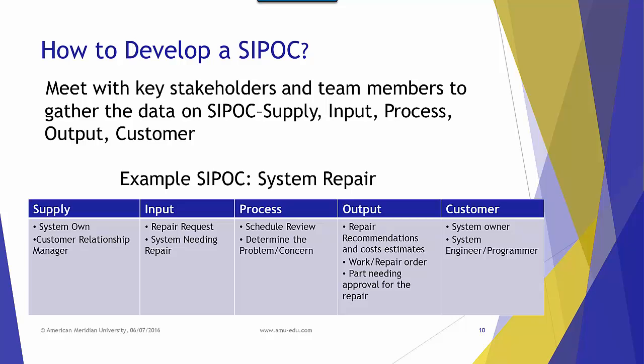Next, the project leader or SIPOC diagrammer meets with key stakeholders and team members to gather pertinent data for the SIPOC. This data includes supply information, input information, process information, output data, and customer information. What you see now is an example of a SIPOC regarding a system repair. This is the beginning of the SIPOC.